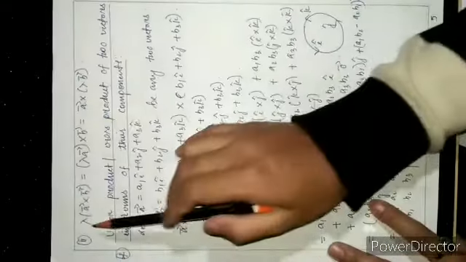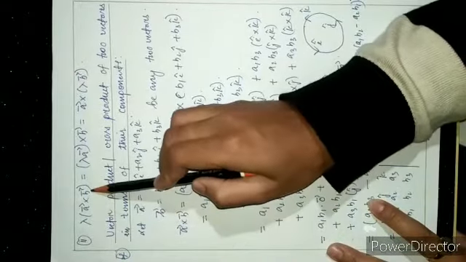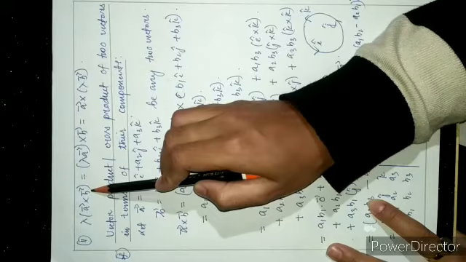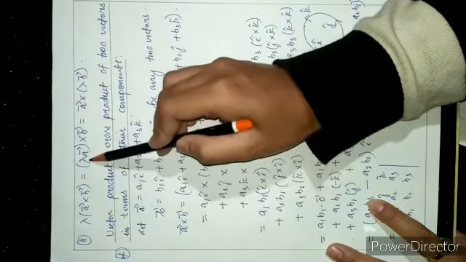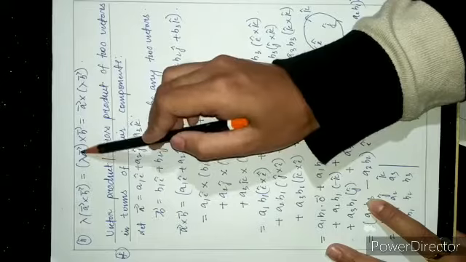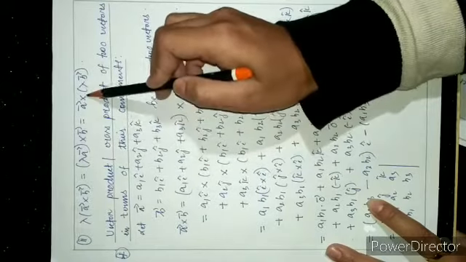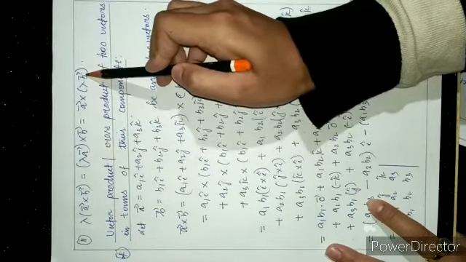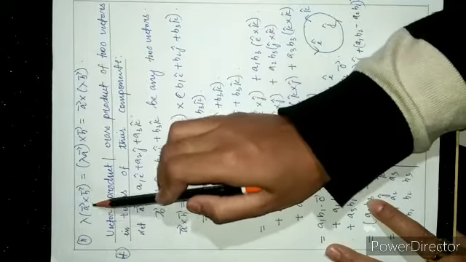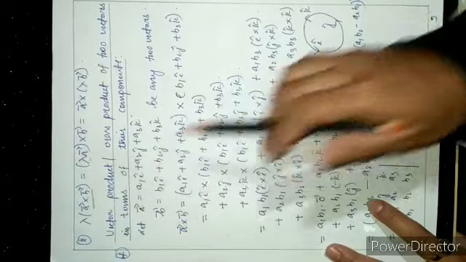Roman number 2: lambda A vector cross B vector, or A vector cross lambda B vector, is the same as lambda times A vector cross B. The scalar can be taken out of the vector product.